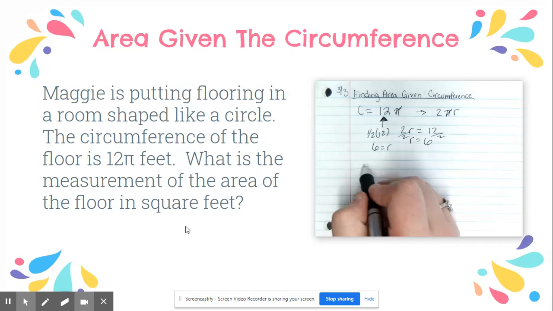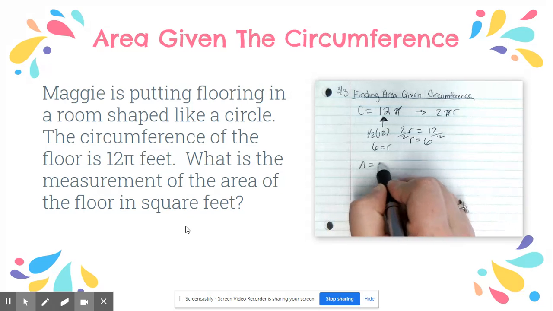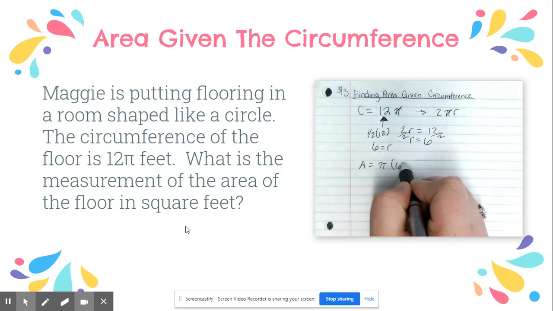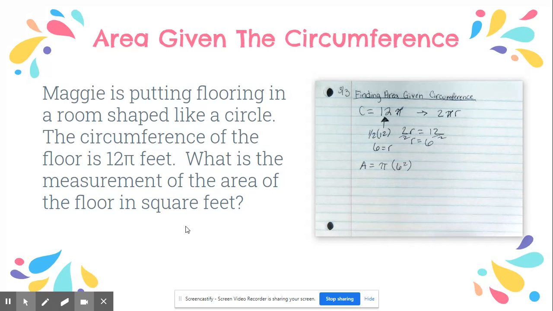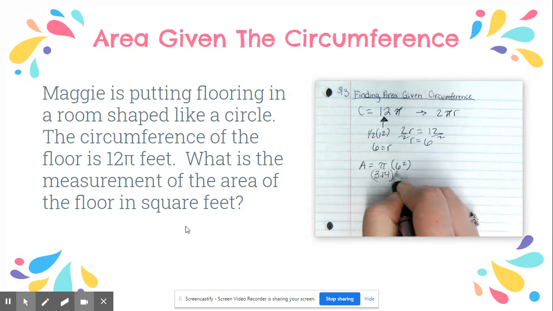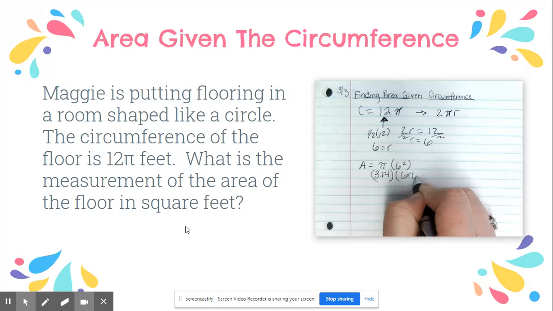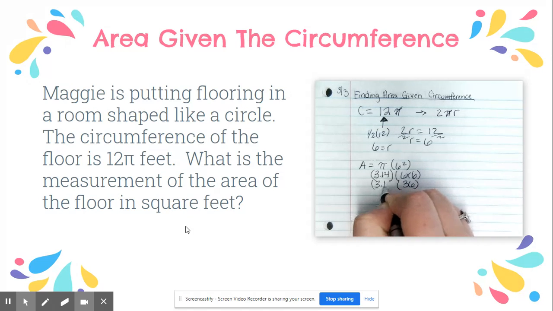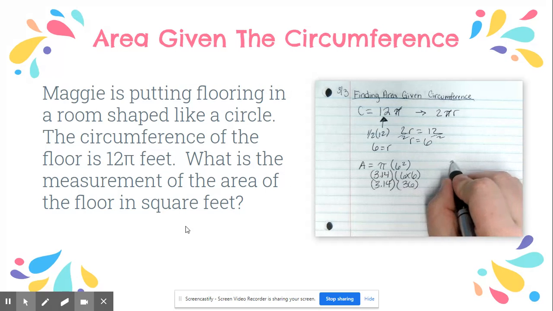Here I'm going to do A equals pi r squared, so 6 squared, because my r is 6. Using 3.14 for pi, that's 3.14 times 6 times 6. And 6 times 6 is 36, so we're going to do 3.14 times 36.